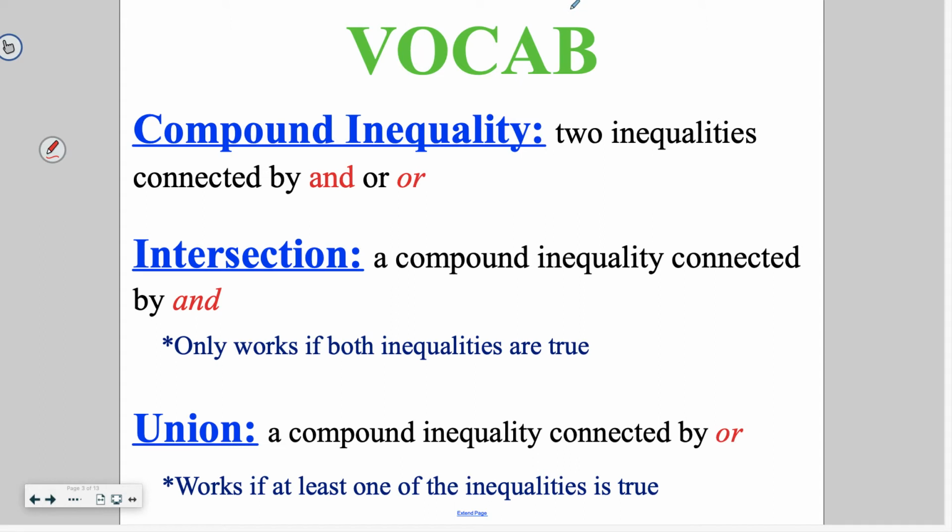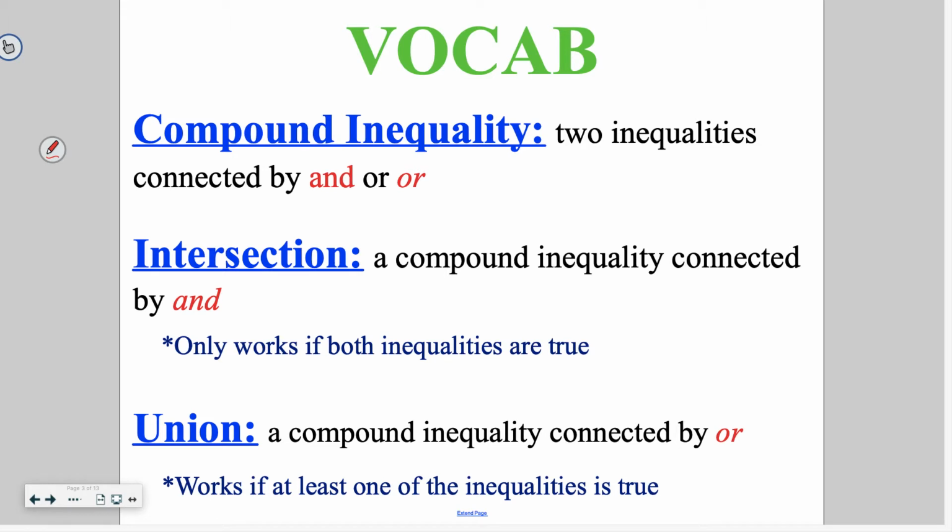A compound inequality means that there are two inequalities being put together, either by the word and or the word or. If we're talking about the and case, we call this the intersection because it has to fit both of the requirements. So it has to work for the first inequality and for the second inequality. So both of them have to be true.